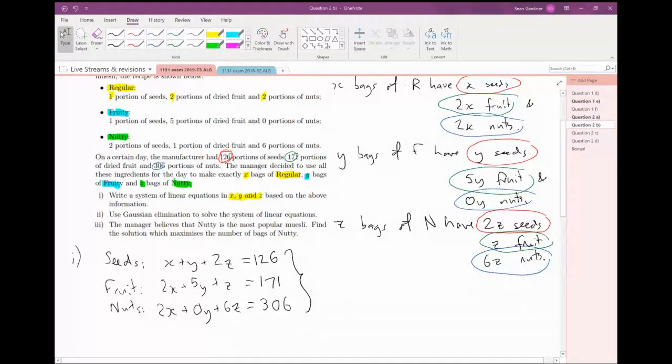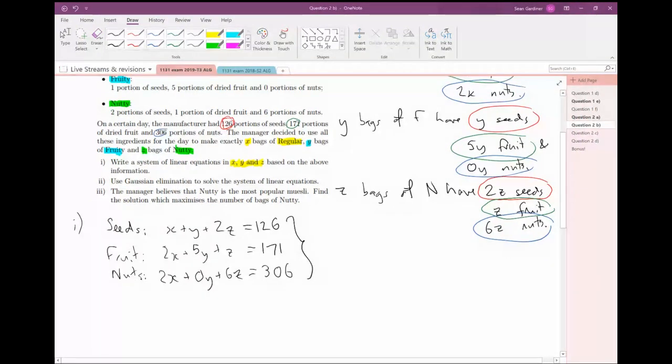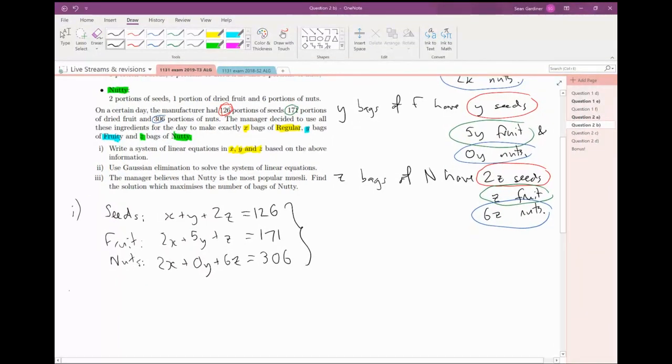Okay, so let's move on to part 2, and you can probably guess we have a system of linear equations. We're going to want to solve them, right? So part 2 says to use Gaussian elimination to solve this system. So let's write up our augmented matrix and reduce it to row echelon form.